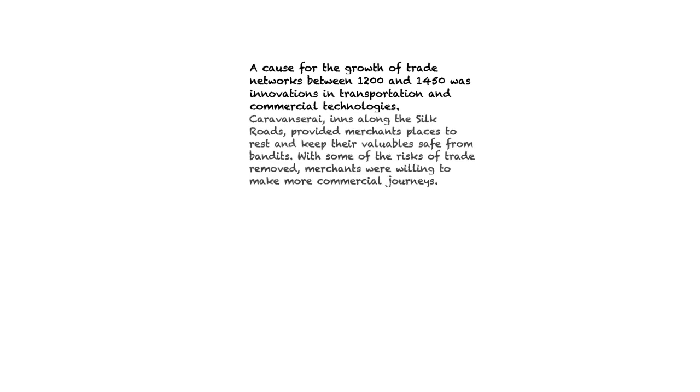So here's a claim. The cause for the growth of trade networks between 1200 and 1450 was innovations in transportation and commercial technologies. Now we need to argue back what a caravanserai has to do with that. So students could write something like this. Caravanserai, inns along the Silk Roads, provided merchants places to rest and keep their valuables safe from bandits. And here is the clincher. With some of the risks of trade removed, merchants were willing to make more commercial journeys. Do you see how that connects directly back to the growth of trade? That sentence is extremely important in the analysis here.